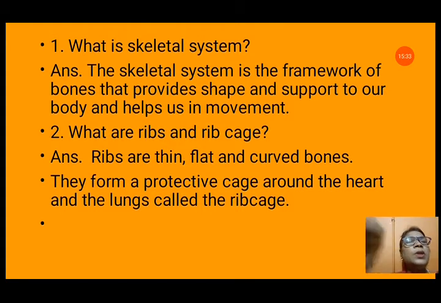What are ribs and rib cage? Ribs are thin, flat and curved bones that form the rib cage. They form a protective cage around the heart and lungs called the rib cage. They protect the heart and lungs.